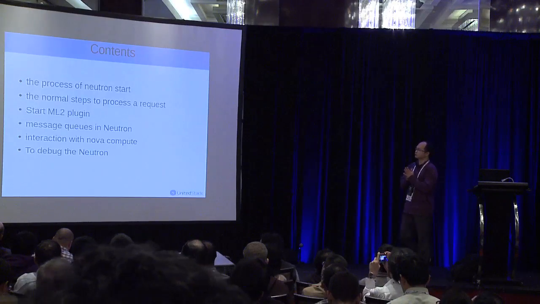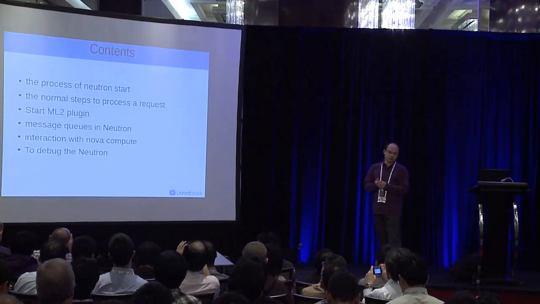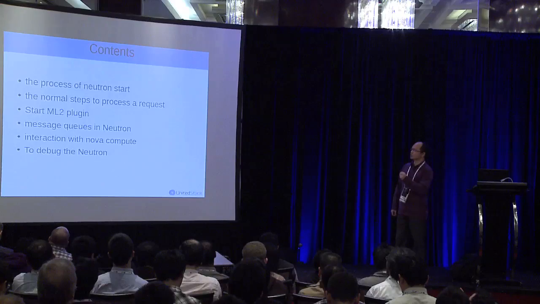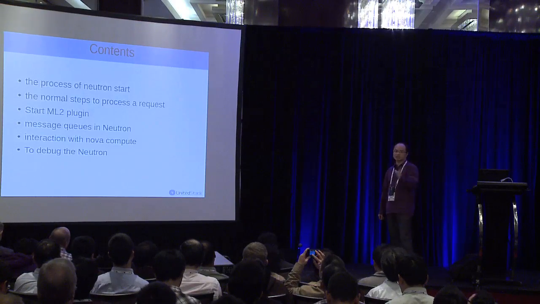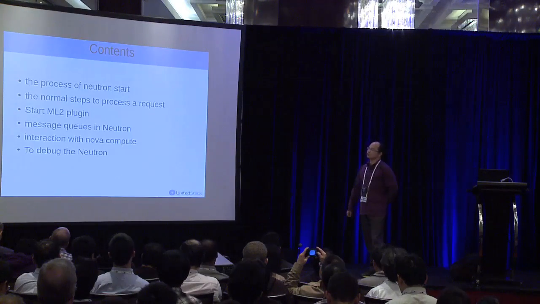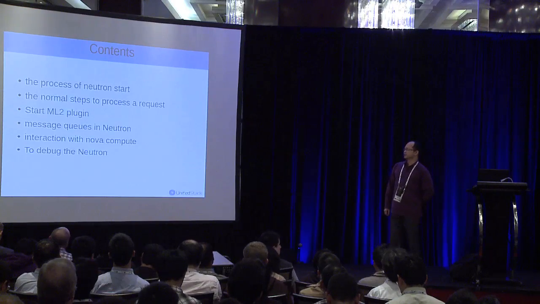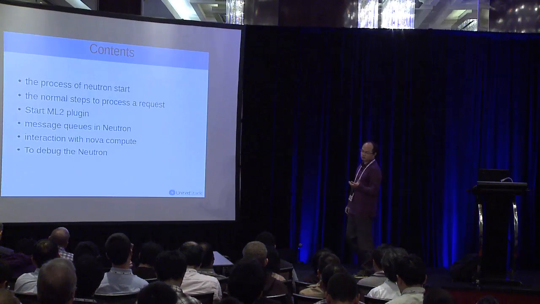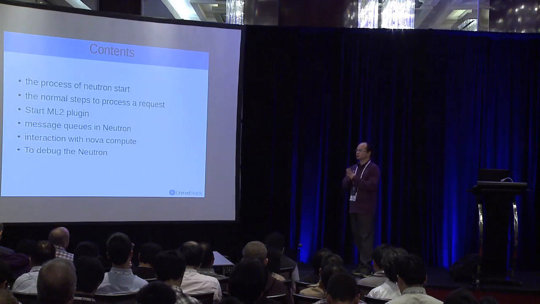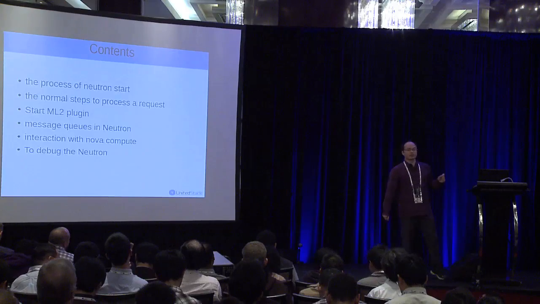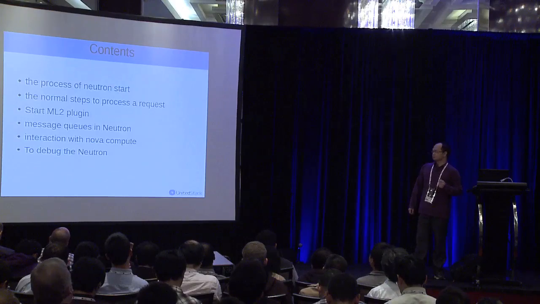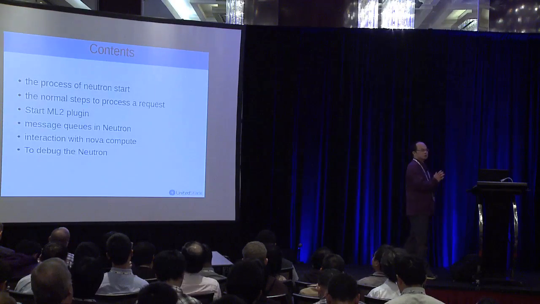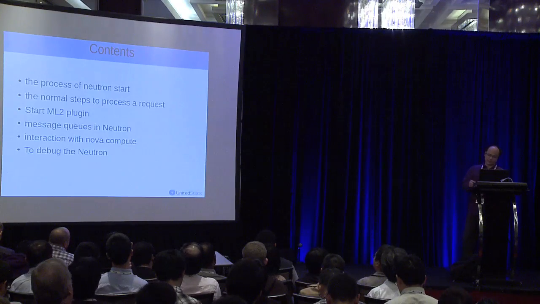Today I will talk about how the Neutron server gets started, from the developer's point of view, and then how an API request is processed. After that, I will look at the current default plugin, ML2. As we know, Neutron consists of many agents, so to learn Neutron deeply we should know how the agents communicate through the message queue. So the message queues in Neutron. And then how Nova compute interacts with the Neutron server. And last, to develop Neutron, we should know how to debug the Neutron server. This is today's content.